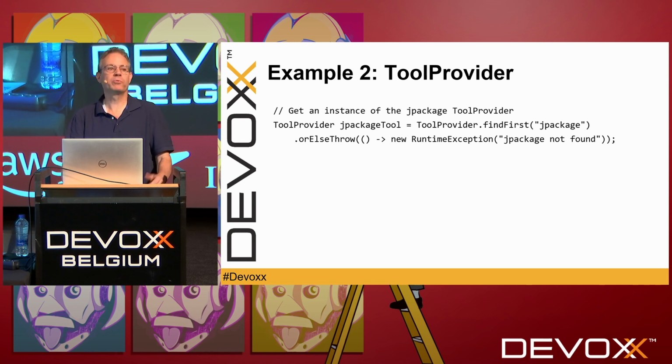So example 2 is really the same example as the first one. I'm just using the tool provider. So this is the standard API, the java.util.spi.ToolProvider, and you pass in the name jpackage, and it will return you an instance of the jpackage tool.